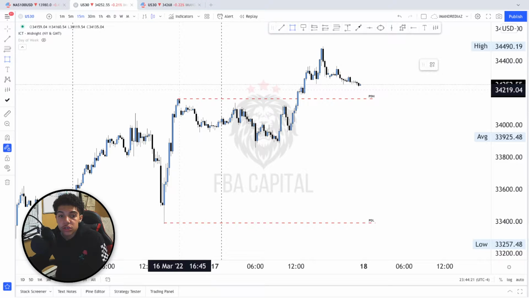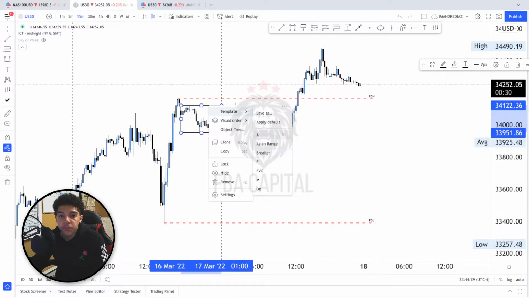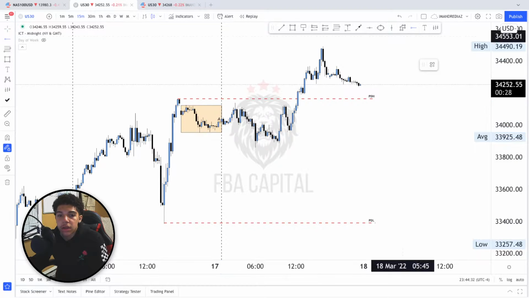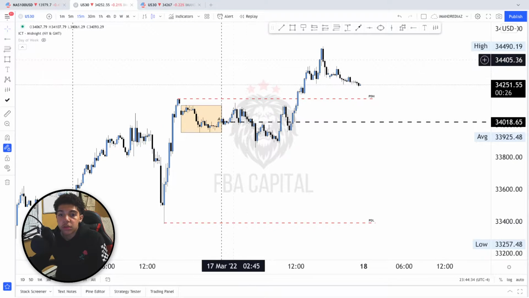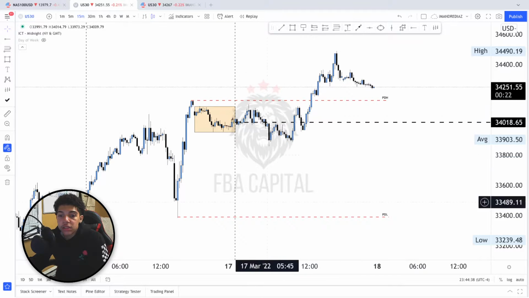First thing I did was just mark up the previous day's highs and the previous day's lows. Next thing I'm going to do is get the previous day's Asian session range, which is going to be right here. Then the last part of the outline is going to be getting the 12 a.m. open. So now that we have these three things all marked up, you can clearly see the previous day's high was ran through when the previous day's low was not.